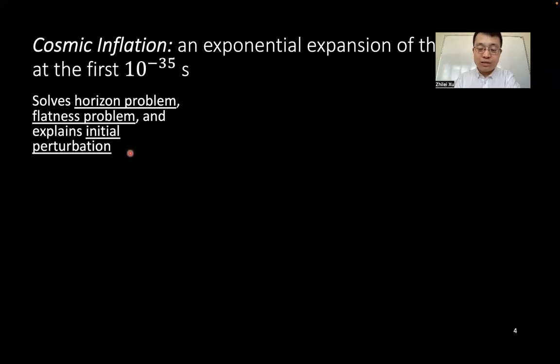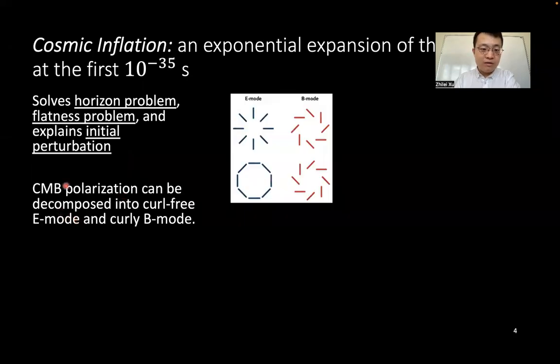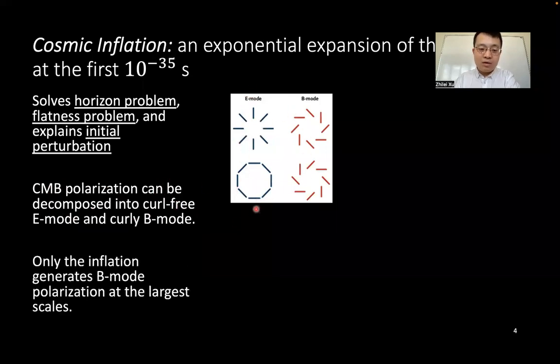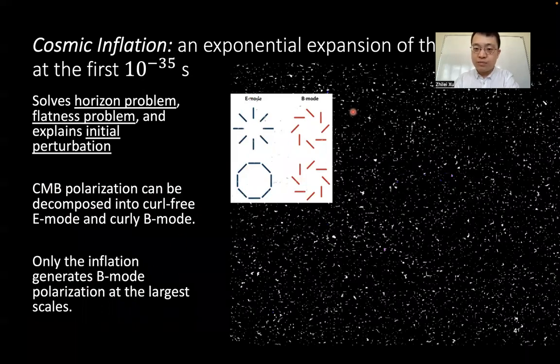And then we can actually see signatures of it in CMB polarization. The CMB polarization can be decomposed into E mode and B mode. One is curl-free, one is curly. You can see a demonstration here. Only inflation generates B mode polarization at the largest angular scales. So this is the signature: the B mode polarization power spectrum.